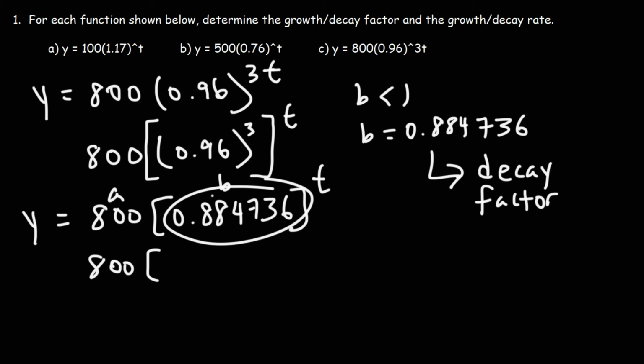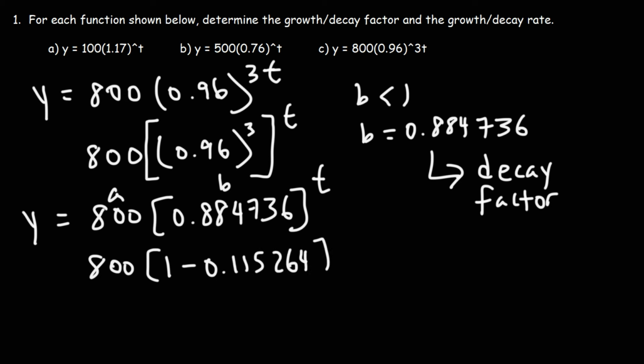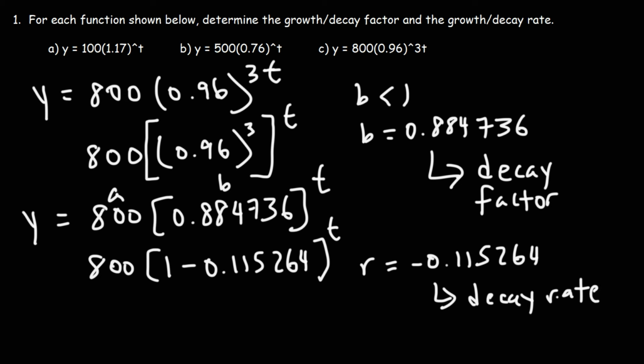If we were to subtract this number from 1, we would get 0.115264. So we can write it like this. Or you could solve for r. You could set this equal to 1 plus r and solve for r, and you'll get this number. So r is negative 0.115264. So this is the decay rate. So what we have is an 11.5264% rate of decrease.